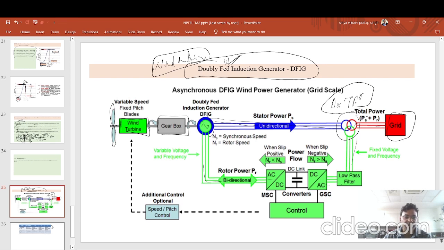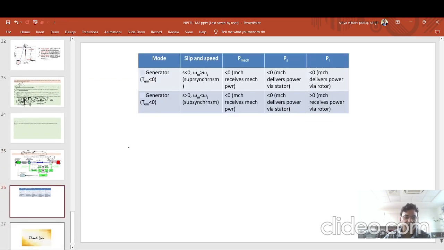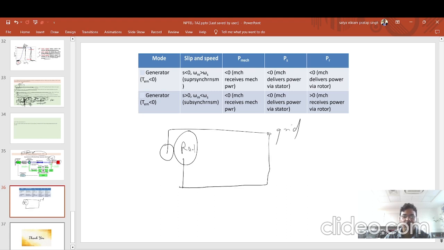If you see, let's take an example. This is a stator and this is the rotor. What I have said is that the stator is connected to the grid, and the rotor is also connected to the grid in a parallel fashion. Both the rotor and the stator are connected to the grid, and it is going to the grid. Okay, this is the shaft, and in between there is one controller.